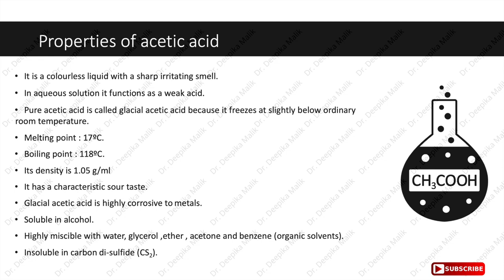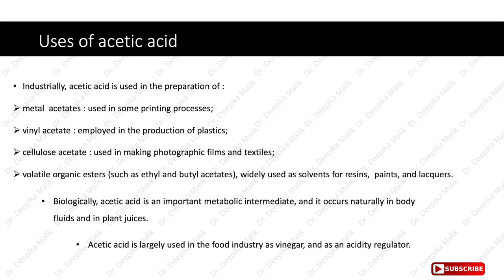Now let us see uses of acetic acid. Industrially, acetic acid is used in the preparation of metal acetates, which are used in some printing processes, vinyl acetate, employed in the production of plastics, cellulose acetate, used in making photographic films and textiles, and volatile organic esters such as ethyl and butyl acetates, widely used as solvents for resins, paints and lacquers. Biologically, acetic acid is an important metabolic intermediate and it occurs naturally in body fluids and in plant juices. Acetic acid is largely used in the food industry as vinegar and as an acidity regulator.